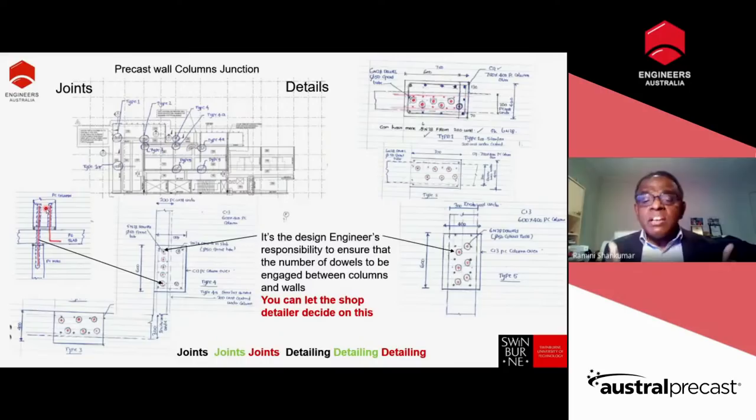It is the engineer's responsibility. We can't let the shop detailer decide on that one. He will get it wrong. So it is our responsibility to make sure that all the dowels that are required pass from the wall to column or column to wall. It is our responsibility. So guys, you know, joints, detailing. Do it right, nothing can go wrong.